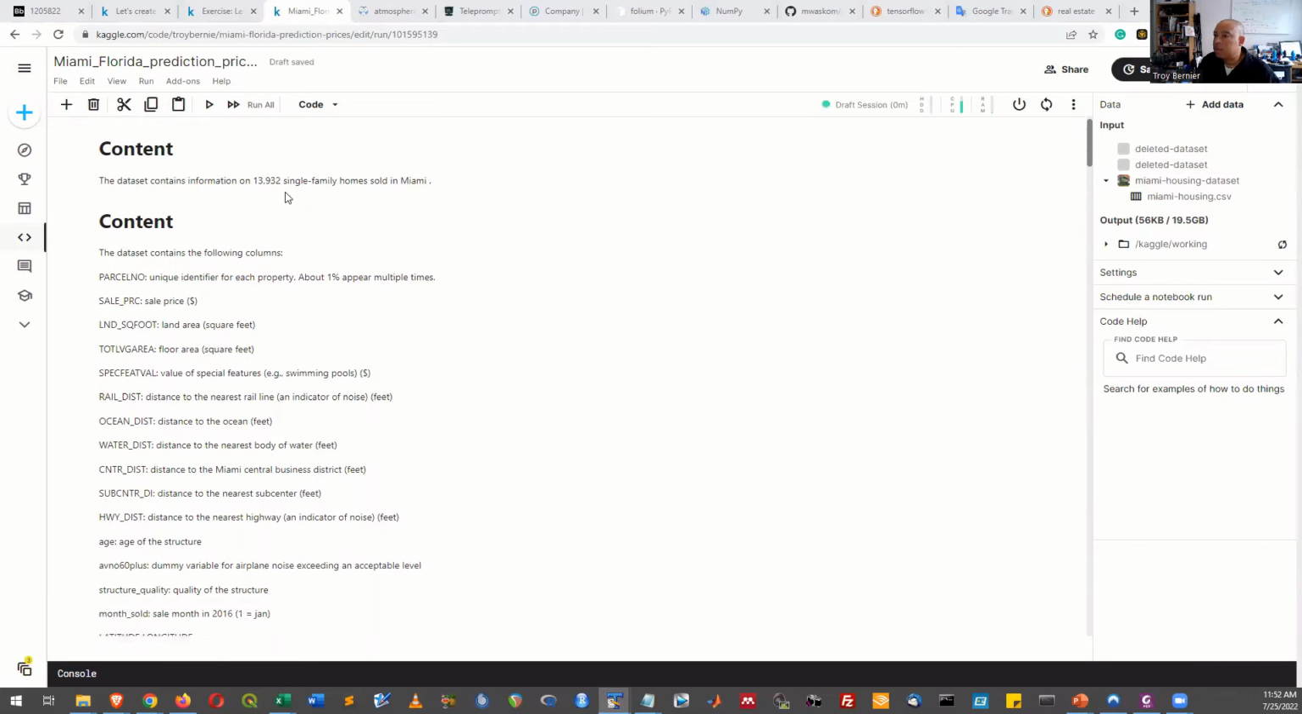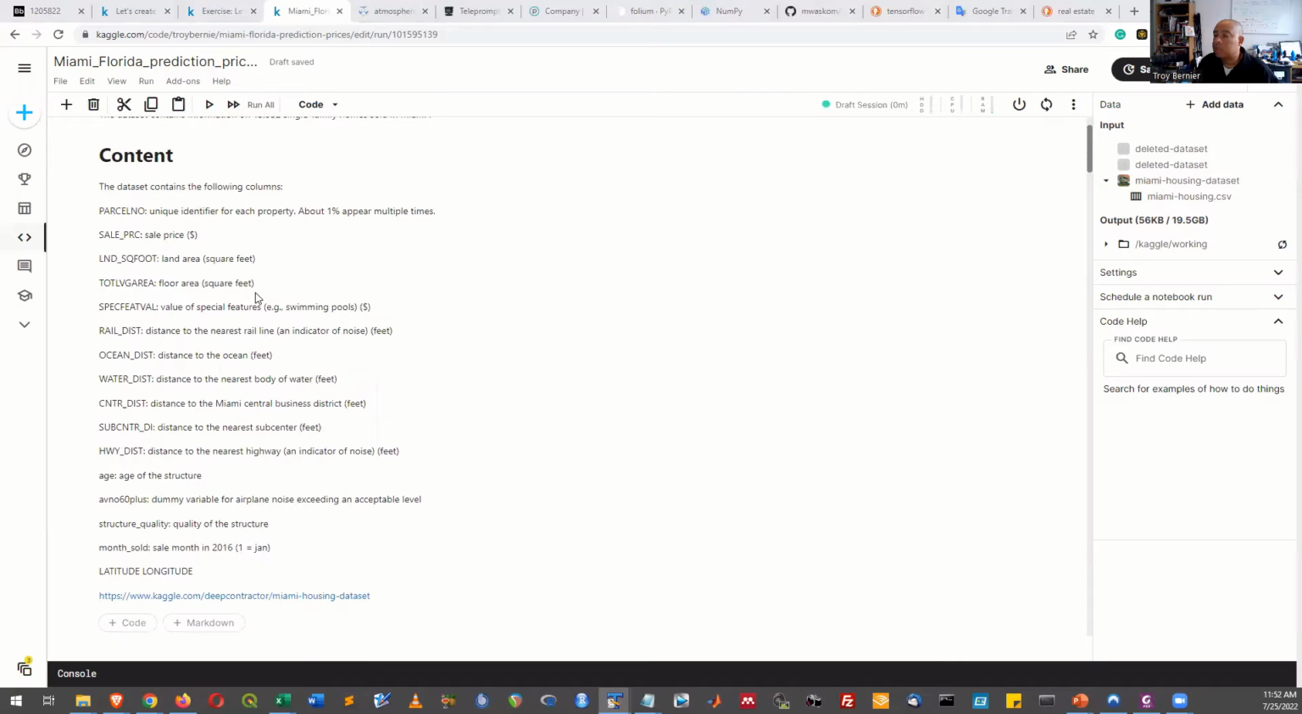It contains almost 14,000 single-family homes that were sold in Miami in the year 2016. The data set contains the following columns: parcel number, sales price, land area in square feet, total floor area in square feet, value of special features, if there are swimming pools, etc. The distance to the nearest rail line, which is an indicator of noise. Ocean distance, how close it is to the ocean in feet. Distance to the nearest body of water in feet. Distance to the Miami Central Business District in feet.